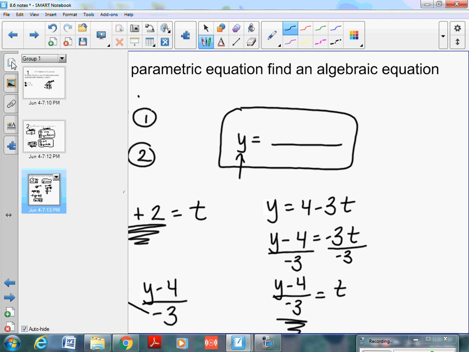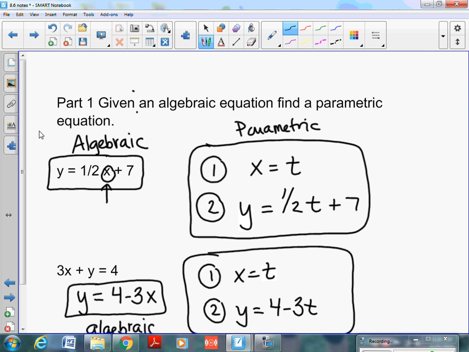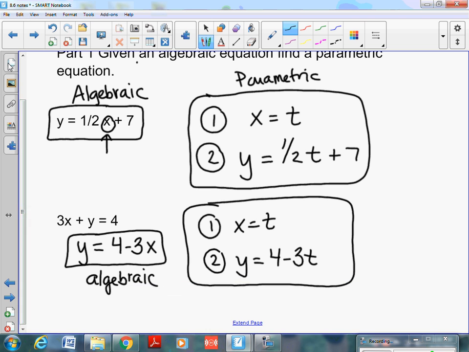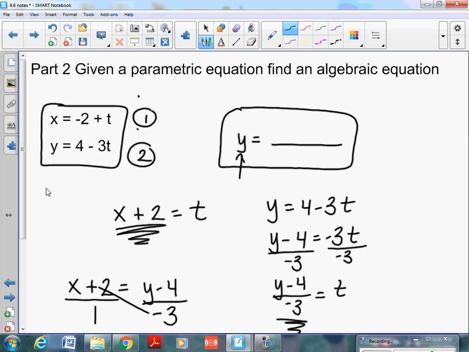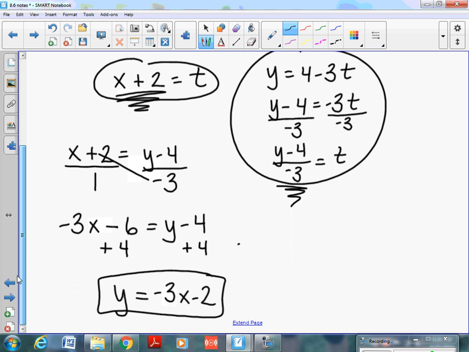Again, let's just review this. A parametric equation has two equations: x in terms of t, and y in terms of t. If I want to go from algebraic to parametric, I'm just going to set x equals t, and then in place of all the x's, put a t. Those are my two equations. And when you go the other way, you need to get t alone in both equations. This is what I did right here. I got t alone in both equations. Once you get t alone, you set them equal to each other and solve for y. That is all for the assignment.